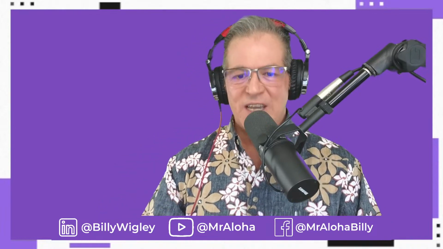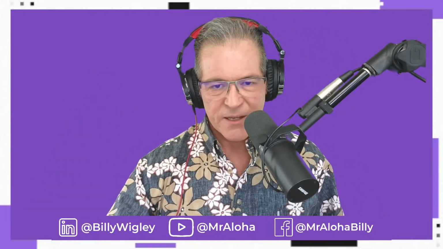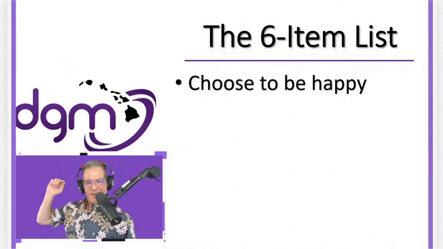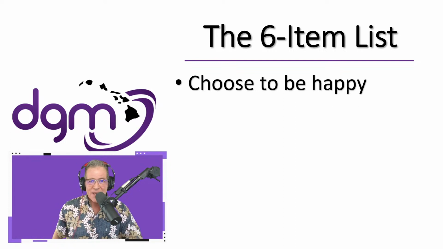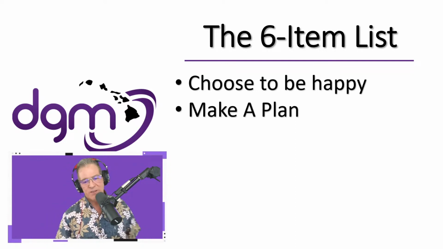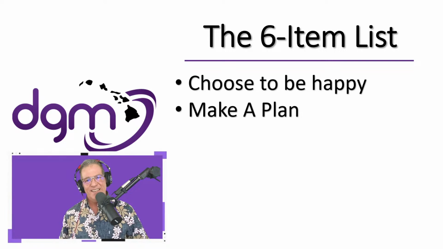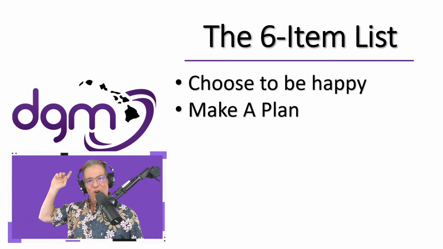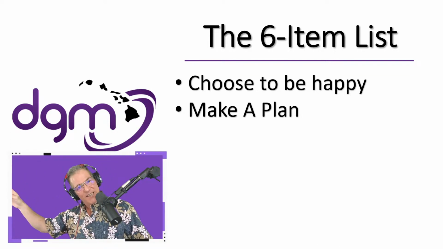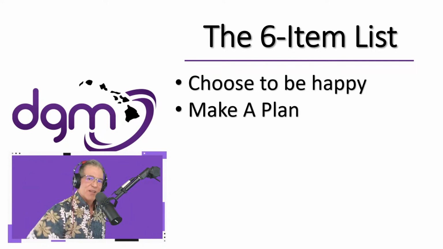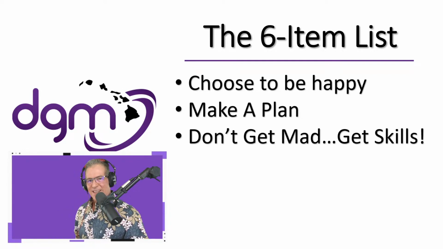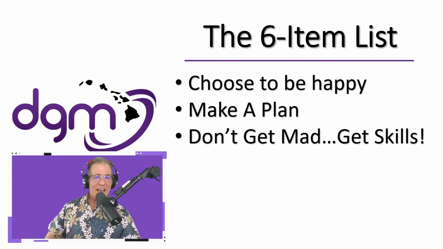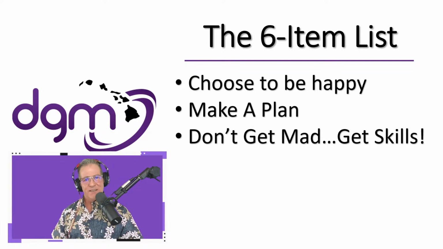And when we get up in the morning, we start our 6-item list, we like to say, choose to be happy. Just like that. And then you're happy. You can't help it because you know that you've made a plan the day before, when you left your 6-item list ready to go. You got a plan, you're ready to go, and that's why you don't get mad. You get skills. Don't get aggravated, frustrated, irritated.